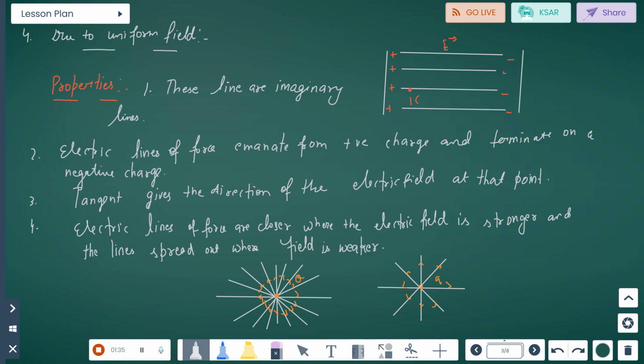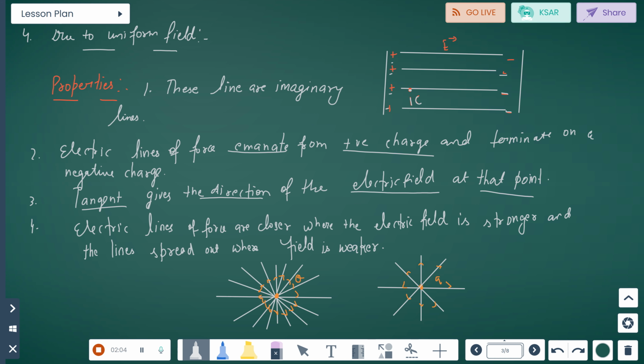Due to a uniform field, in a uniform field we have a positive charge and a negative charge. Here are some properties. First, the lines are imaginary lines. Electric lines of force emanate from a positive charge, meaning they start from a positive charge and terminate on a negative charge. The tangent gives the direction of the electric field at that point.